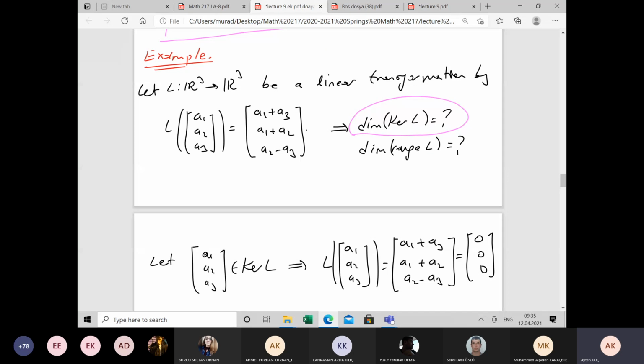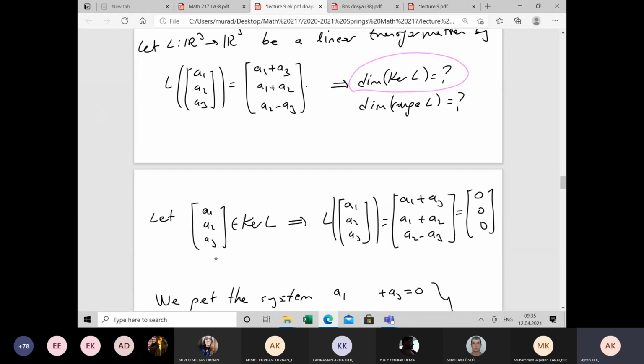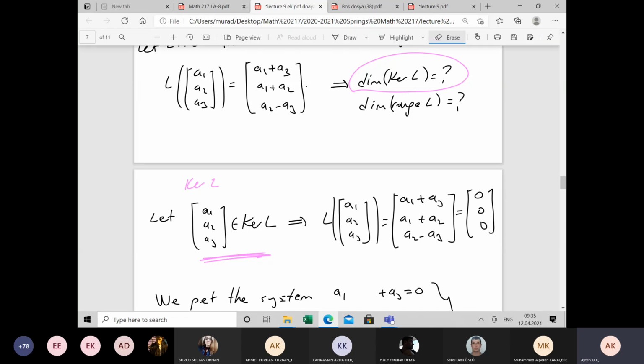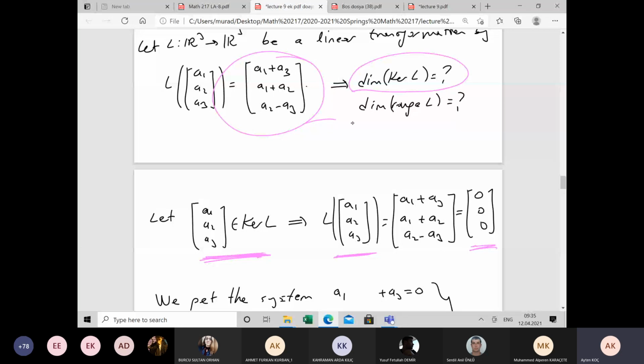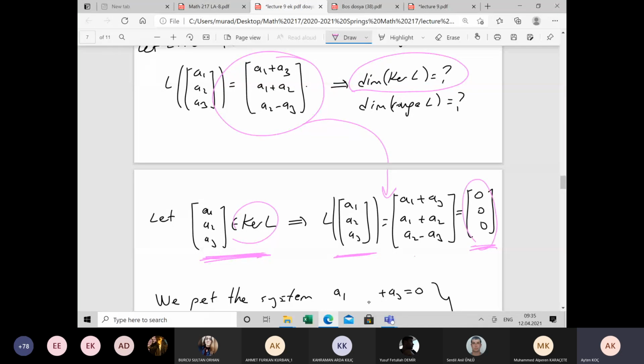How to find the kernel of L? Take an arbitrary vector in the kernel. Our aim is to find the basis for the kernel of L and then write the dimension. So what does it mean? We know that the kernel contains the vectors such that the image of these vectors should be 0. The image of this vector is L of the vector, but it is in the kernel, so this should be the zero vector.